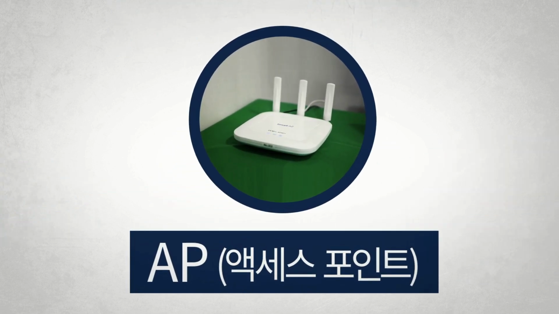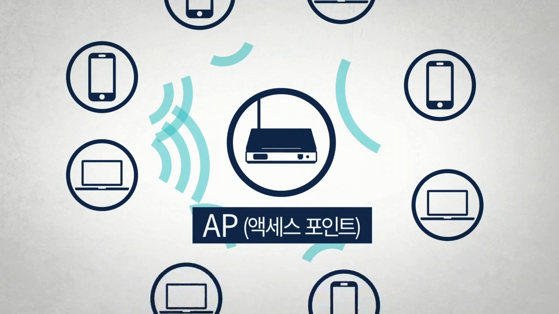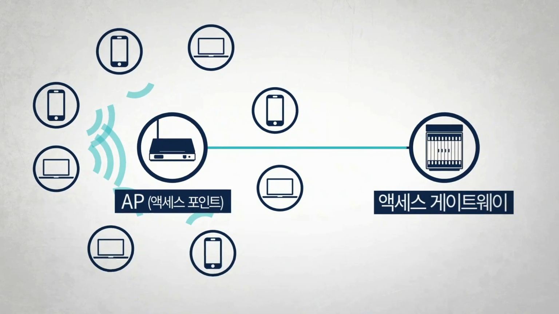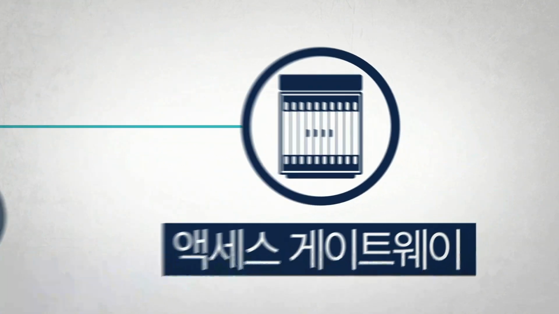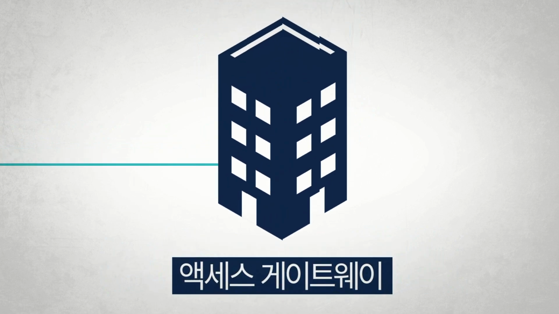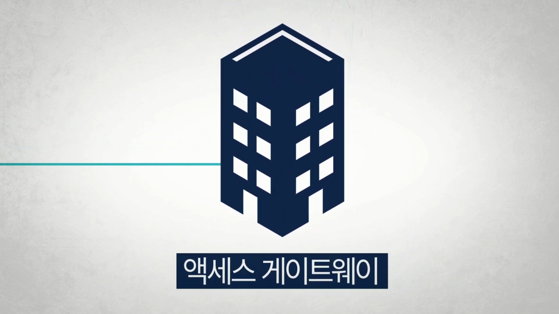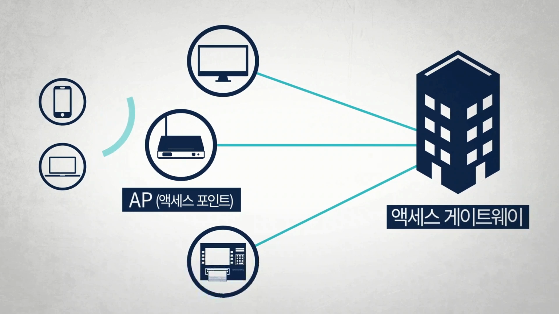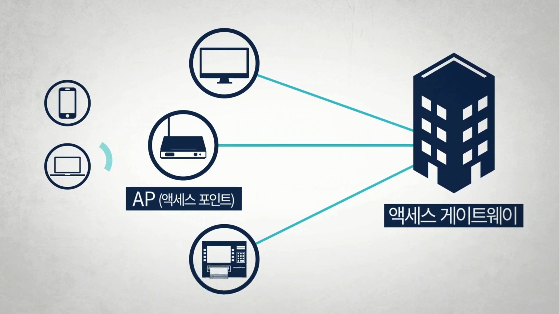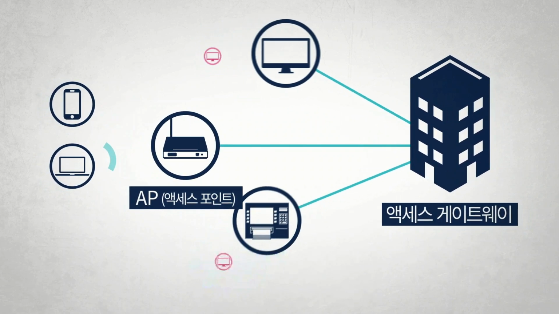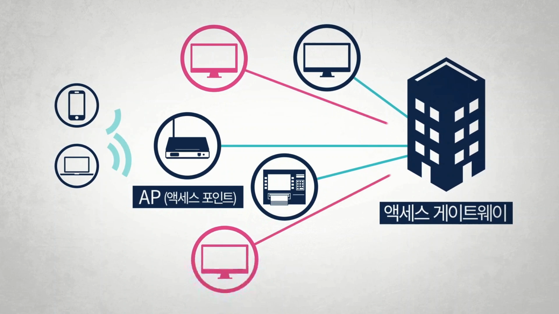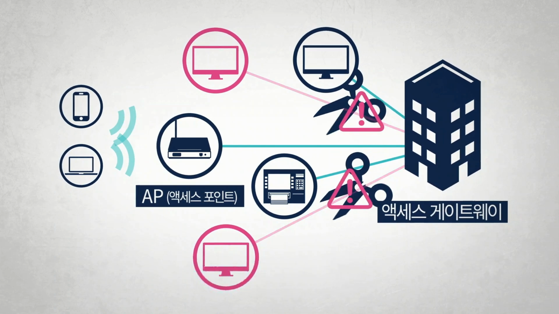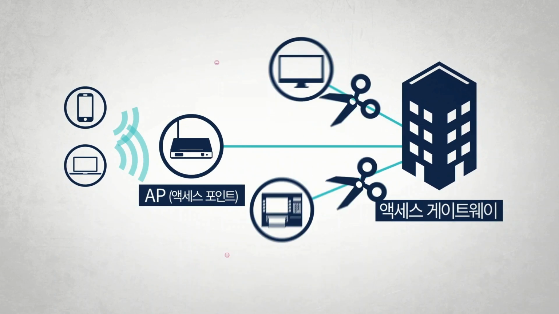AP, or the access point, concentrates smart devices and connects them to the access gateway. Access gateways are data routers that concentrate and connect the business terminals through wired or Wi-Fi networks installed in branches. This device fundamentally blocks concentration and exchange of unauthorized transmission tunnels.